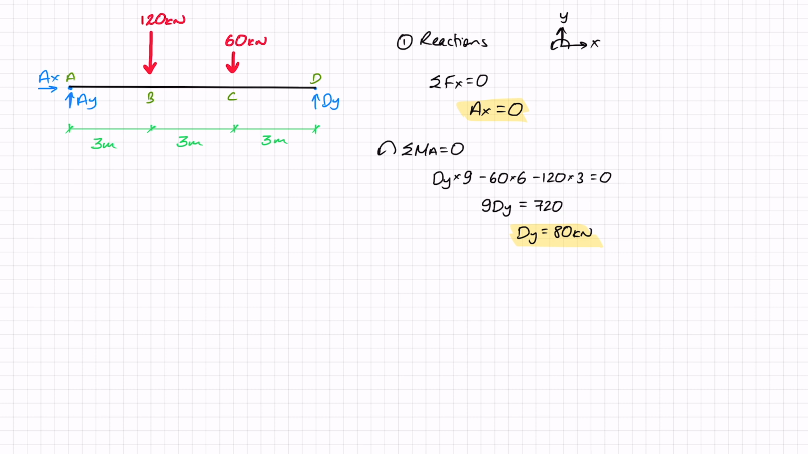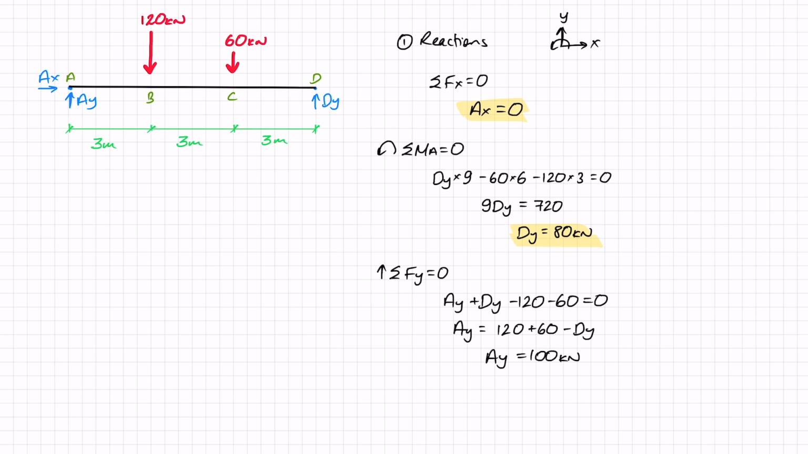And once I know what DY is, I can pretty easily do my sum of forces in the Y direction, and with that being my positive direction, I can see that AY plus DY minus 120 and minus 60 equals 0, and therefore AY, which I'm looking for, equals 120 plus 60 minus DY. I know that DY is 80, and therefore AY works out as 100 kilonewtons.